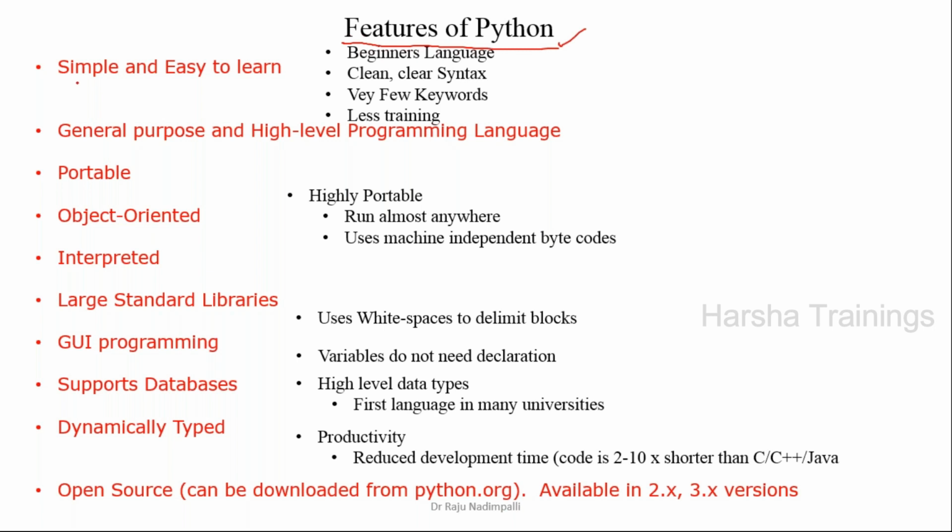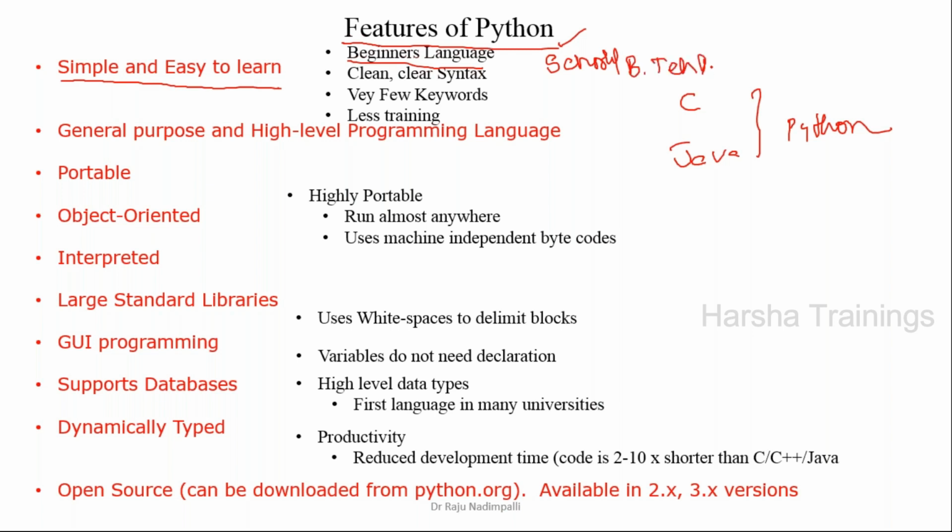Now, the first and second features: it is simple and easy to learn. Compared with C language or Java, it takes very little time to learn Python. It is a beginner's language in all Western countries. From schooling itself, students are learning programming, and in Indian universities, mostly in BTech first year, earlier we used to have C language, now we are keeping Python. IITs, NITs, all are learning Python as the first language, and it has a simple syntax like English.